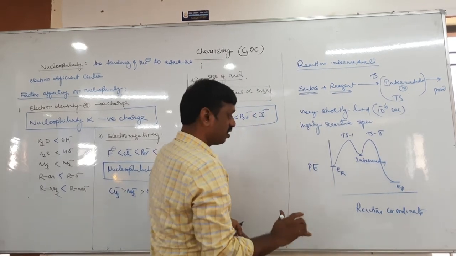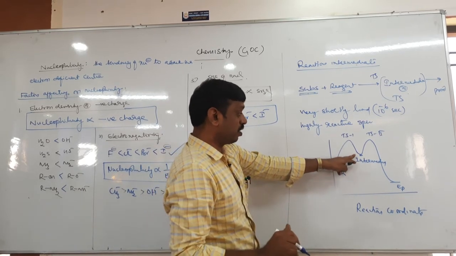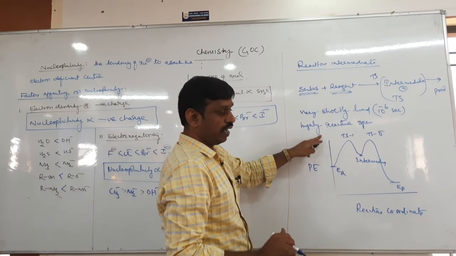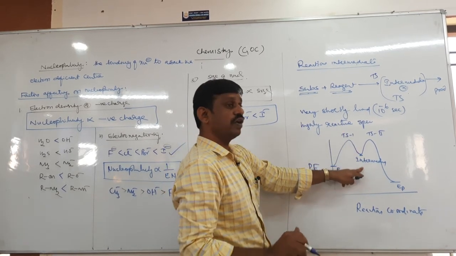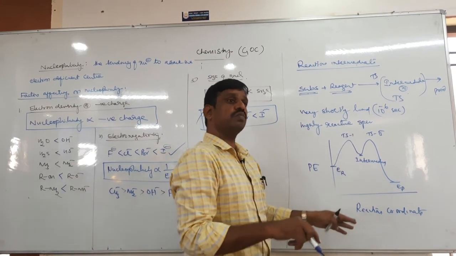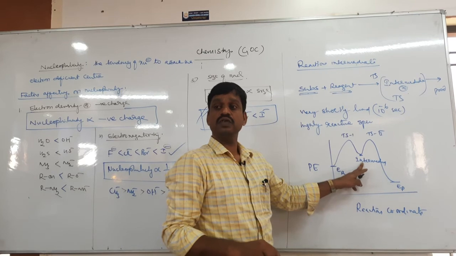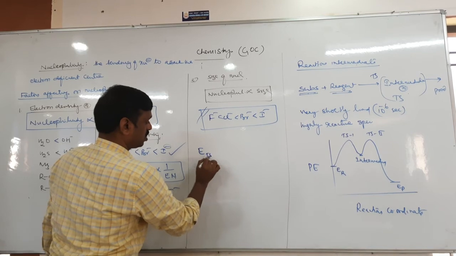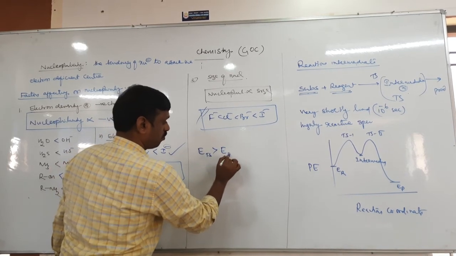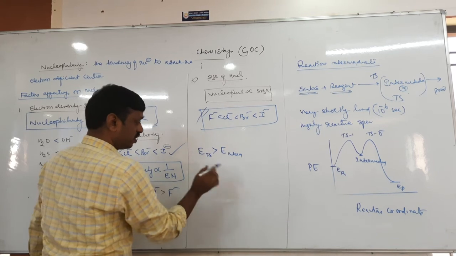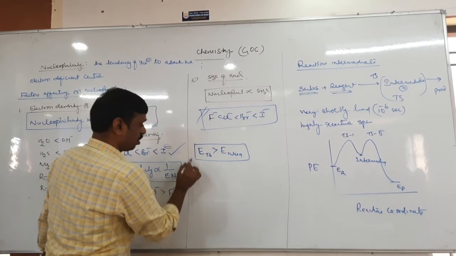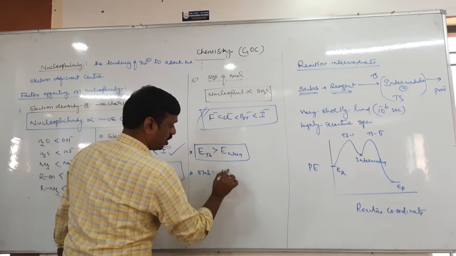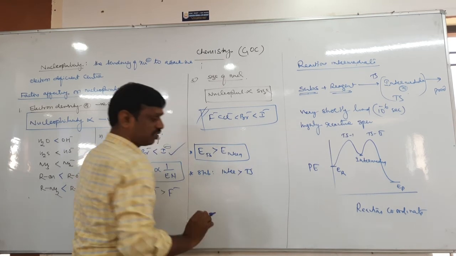Now the question is, what is the energy? Energy of intermediate, energy of TS. Whose energy is more? Energy of TS. Energy of TS is always more than energy of intermediate. Therefore, which is most stable? Intermediate is most stable. Therefore, first point here, energy of TS is greater than energy of intermediate. Next point, stability. Intermediate is more stable than TS.